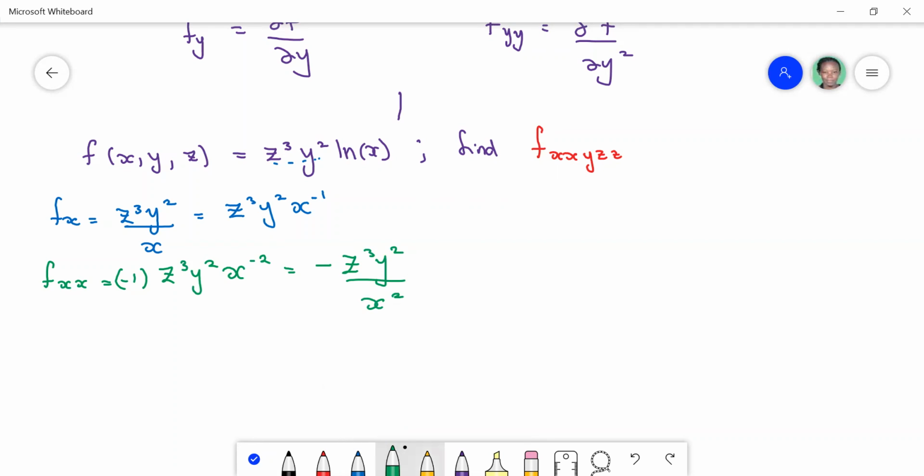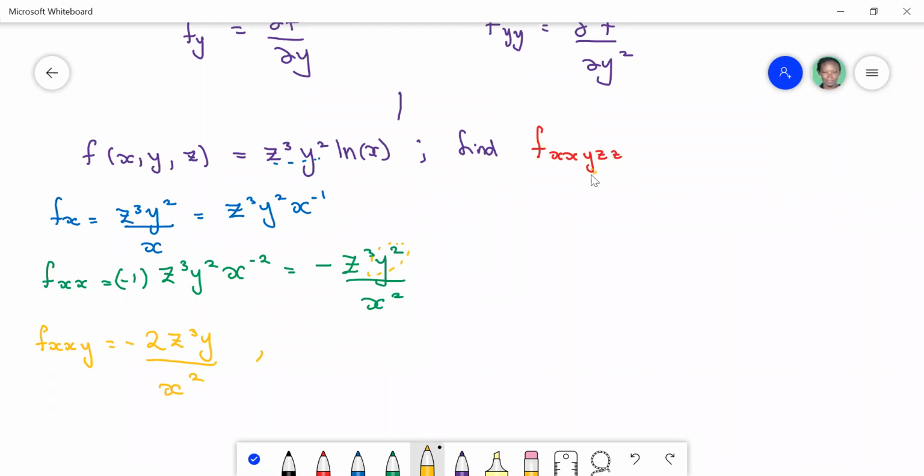Then the third order says what? You have f x x y. This time we are differentiating our function with respect to y. So if I differentiate with respect to y, what do I have? I have -2 z cubed y divided by x squared.